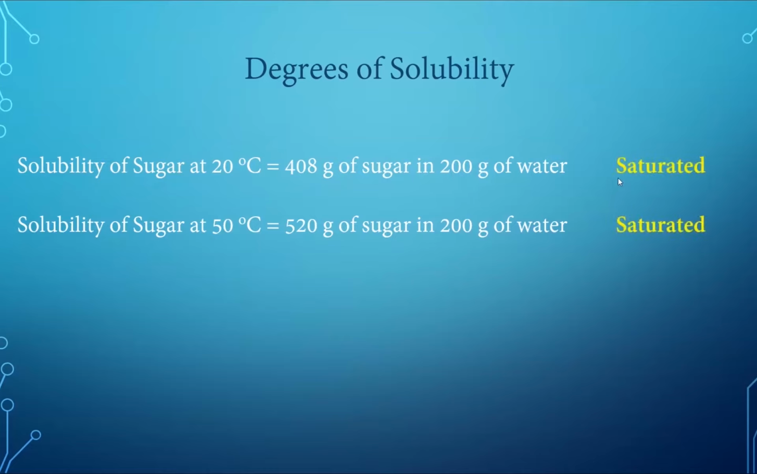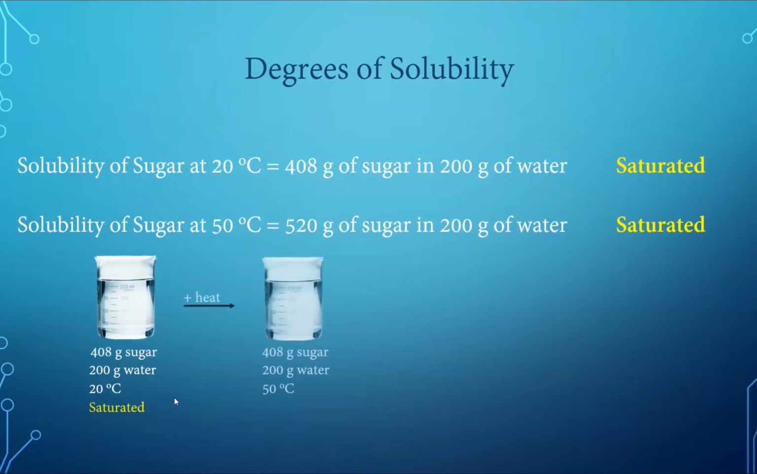Both of those solutions are described as saturated solutions. A saturated solution simply means that the solution contains the maximum amount of solute possible. If I put 409 grams of sugar in 200 grams of water at 20 degrees Celsius, I could still only dissolve 408 grams. The other gram of sugar would simply sink to the bottom, and you'd see a little bit of sugar crystals on the bottom of your container. So, at 20 degrees Celsius, if we put 408 grams of sugar in 200 grams of water, we have what's known as a saturated solution.